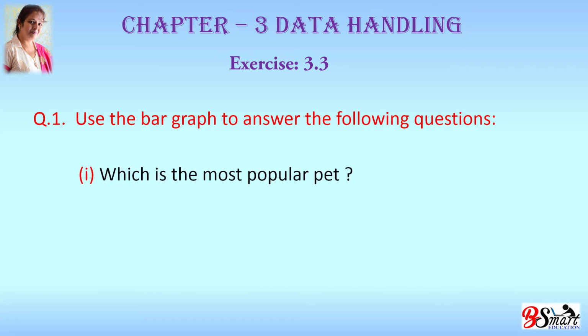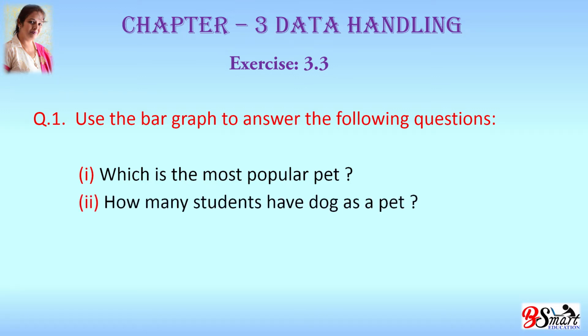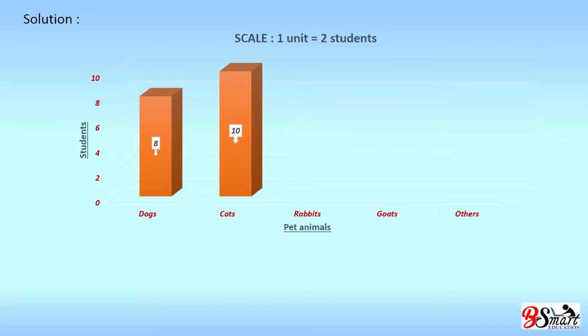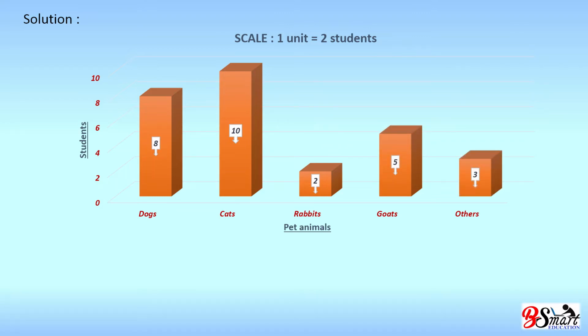First, which is the most popular pet? And second, how many students have dog as a pet? Here we have scale 1 unit is equal to 1 student. On x-axis pet animals and on y-axis number of students. 8 students have dog. 10 students have cats. 2 students have rabbit. 5 students have goat. And 3 students have other animal as a pet.